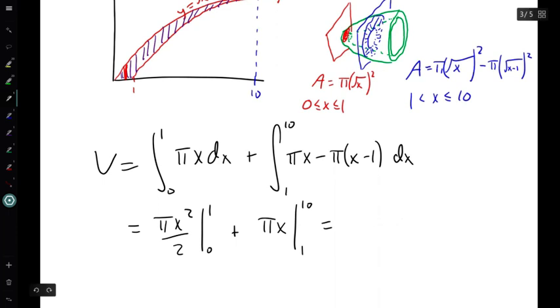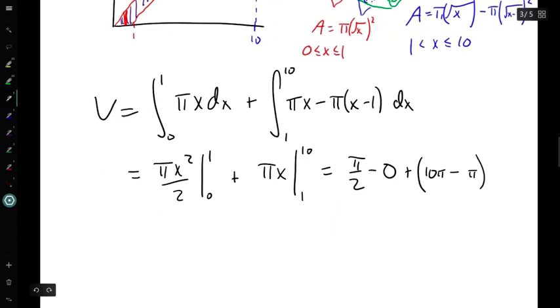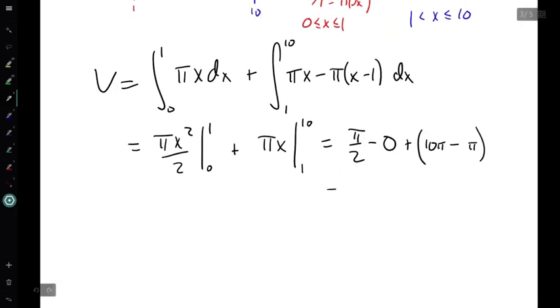Great. So now we can evaluate this first term here. If we evaluate at 1, it's going to be pi over 2. If we evaluate at 0, we get nothing. The second term, if we evaluate at 10, is 10 pi. If we evaluate at 1, 1 pi, or just pi. And now we have pi over 2 plus 9 pi, which gives me 19 pi over 2 for the volume of this solid.